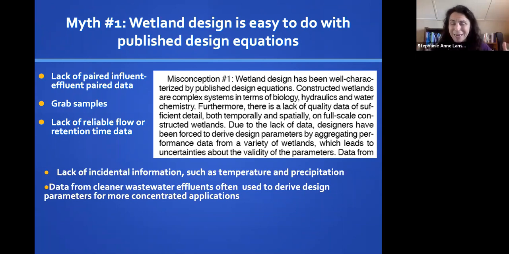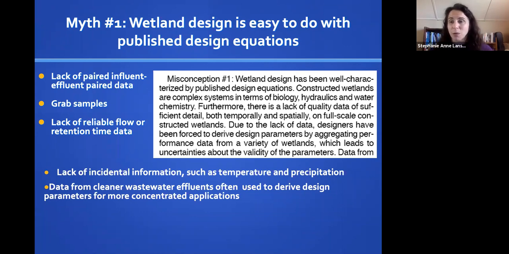There's also rain, especially if it's a surface wetland. How much rain happened between those 2 weeks? Was there dilution from that rainwater? So it's really hard to pair up these effluent and influent data with these grab samples that we might take, and it's hard to get that valuable retention time data. Also, often with these equations, things like temperature and precipitation aren't included.